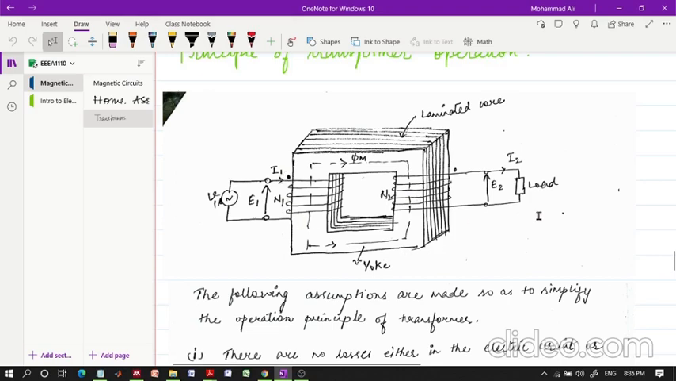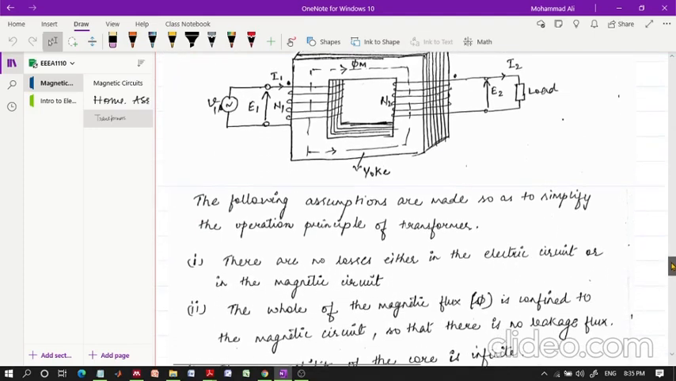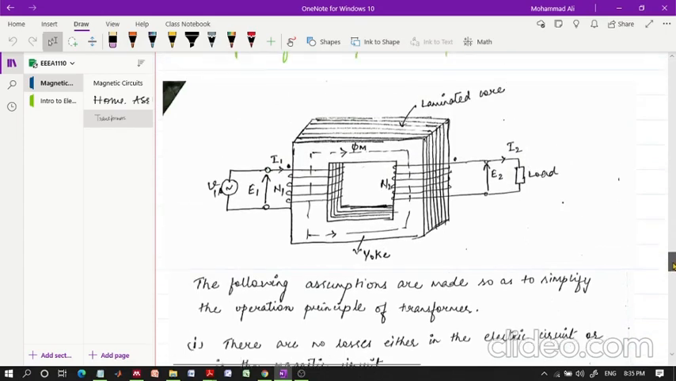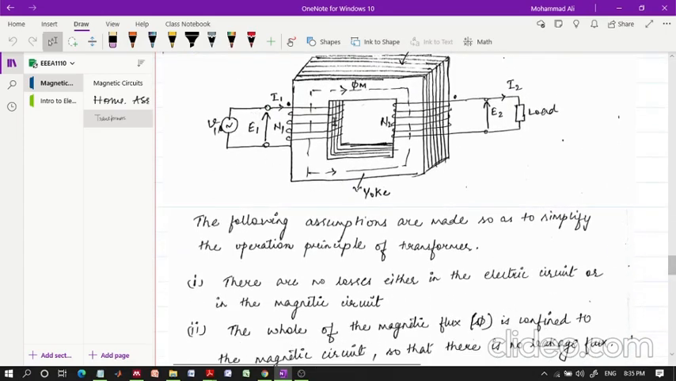Okay, so before coming to that, let us take certain assumptions. First of all, we are considering that there are no losses in the electrical circuit or in the magnetic circuit. That means in the electrical circuit there is no resistance in the path of the current, neither in the primary nor in the secondary. Second, the losses that occur in the magnetic circuit, that means the eddy current losses or the hysteresis losses, are also not there. These are assumptions only.